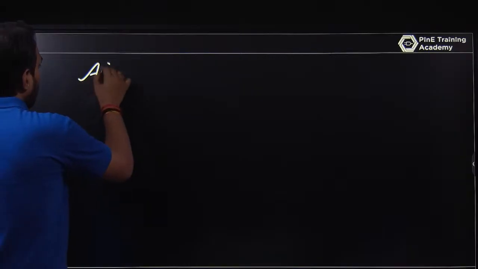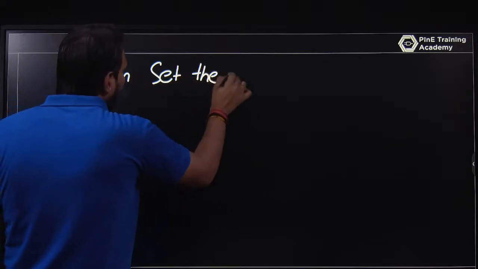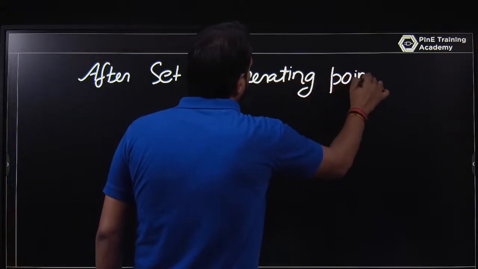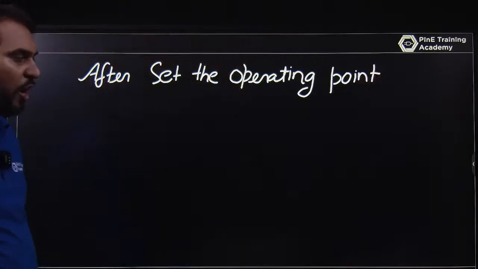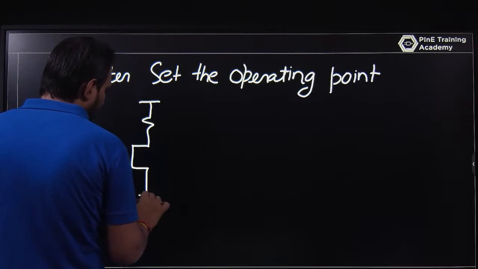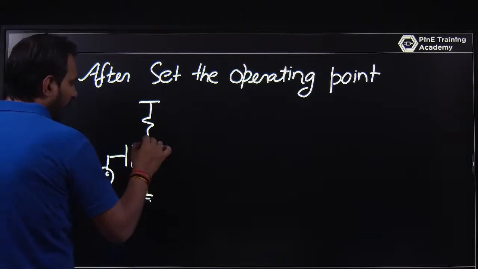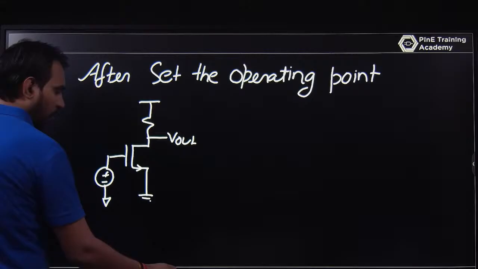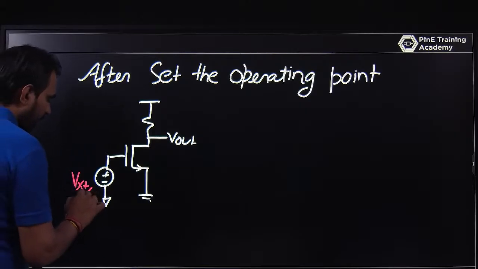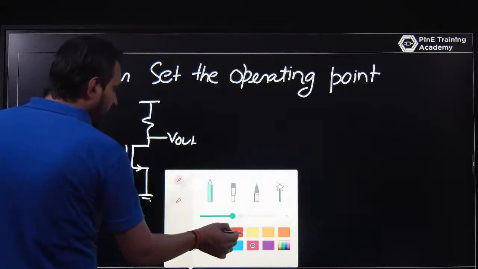So after setting the operating point, you know that you have a MOSFET here and you have a gate voltage, and you are trying to find out the output voltage. Let me provide Vx as a gate voltage, that is a DC voltage, and I am changing delta Vx here, that is a small change, and this is your RD.